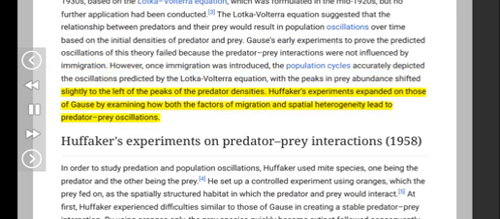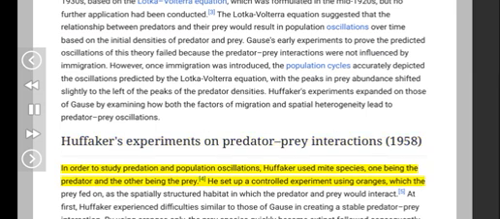Huffaker's experiments expanded on those of Gause by examining how both the factors of migration and spatial heterogeneity lead to predator-prey oscillations. Huffaker's experiments on predator-prey interactions, 1958. In order to study predation and population oscillations, Huffaker used mite species, one being the predator and the other being the prey. 4. He set up a controlled experiment using oranges, which the prey fed on, as the spatially structured habitat in which the predator and prey would interact.